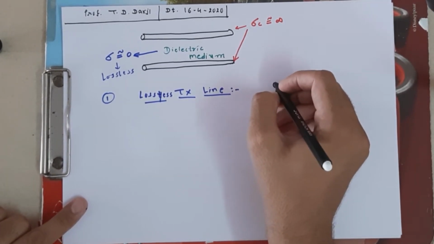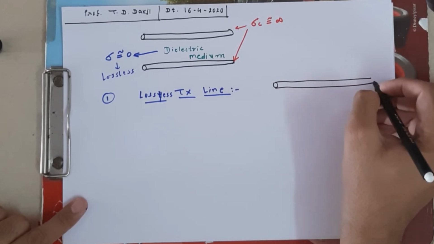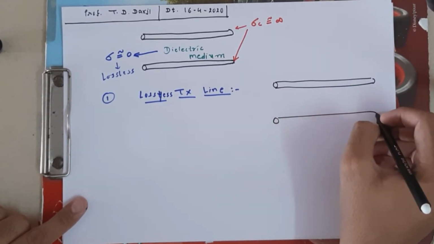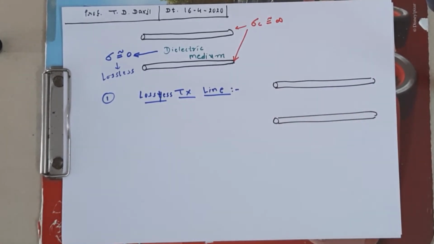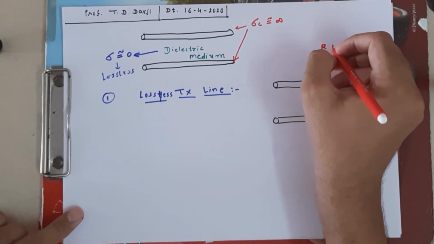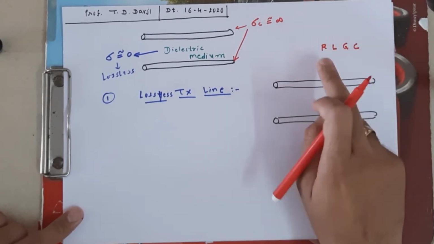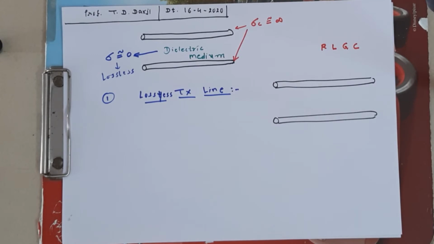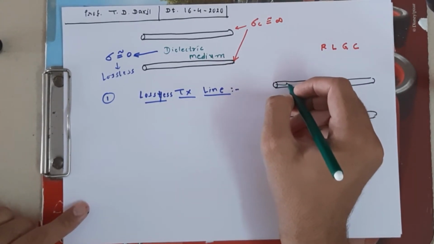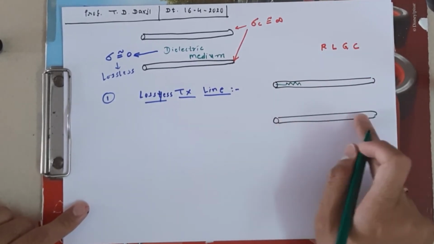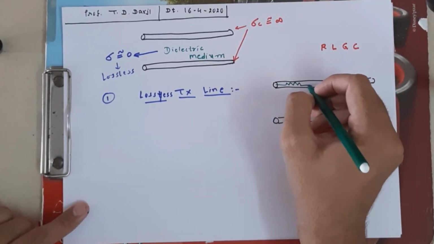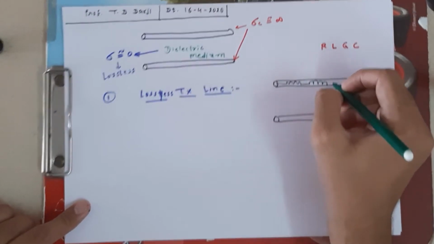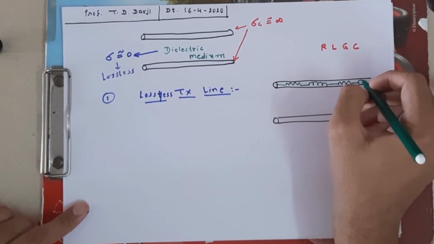Okay, so it's very easy. Again I have to draw the transmission line. Which are the parameters of the transmission line? There are four parameters of a transmission line: R, L, G, C. Resistor, inductor, conductance and capacitor. So here resistor is offered by these two conductors, and inductor is also offered by these two conductors.